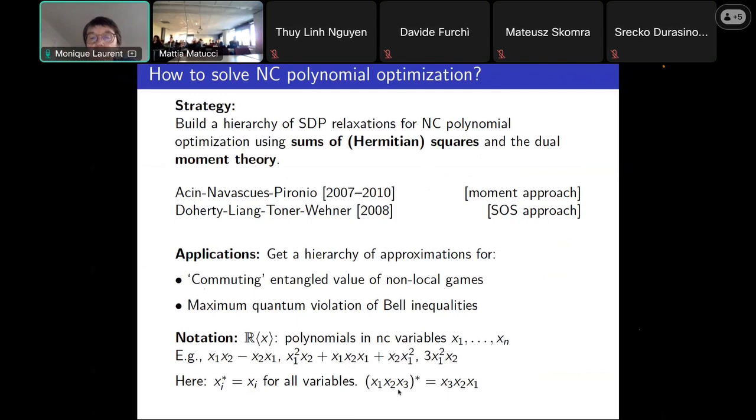But if I have a product, say x1 x2 x3, and I take the star of it, then this reverses the order of the variables. And we call a polynomial symmetric if p star is equal to p. So for instance, x1 x2 x3 plus x3 x2 x1 is symmetric. But x1 x2 minus x2 x1 is not symmetric, because if you take the star of it, you get minus the initial polynomial.